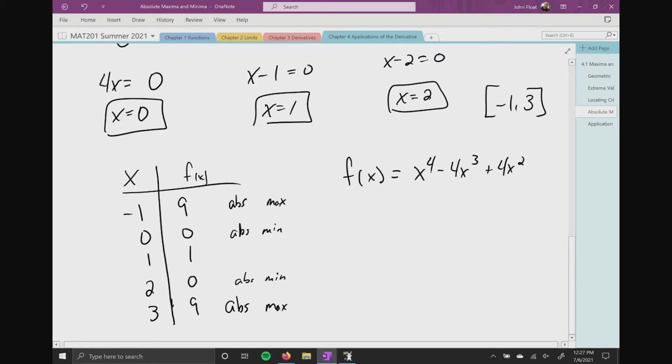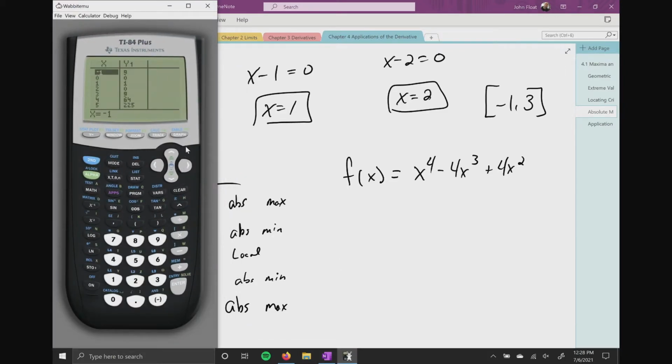And just because I can, this is going to be a local something. So let's see what it is. Take a guess. All right? So if you guess correctly, when you graph it, you're going to be able to see that at x equals 1, you got a local max.